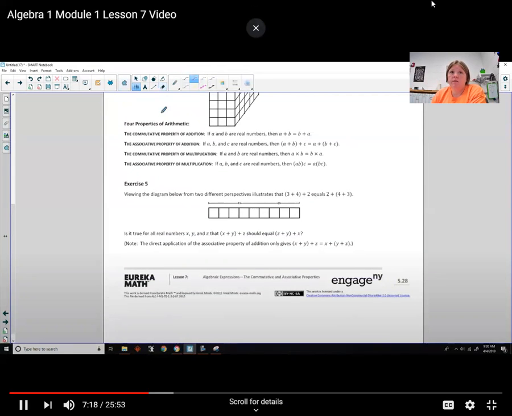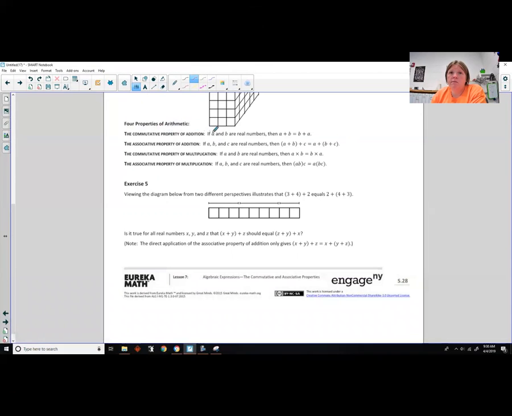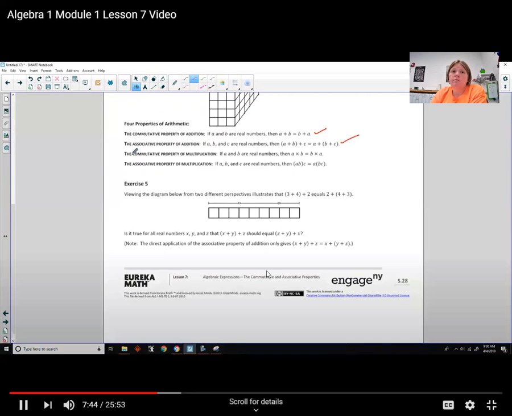So 4 properties of arithmetic are the commutative property of addition. If A and B are real numbers, then A plus B equals B plus A. Okay. The associative property of addition says that if we have A, B, and C and they're real numbers, then A plus B quantity done first plus C equals A plus quantity B plus C done first. All right, which is what we just did.